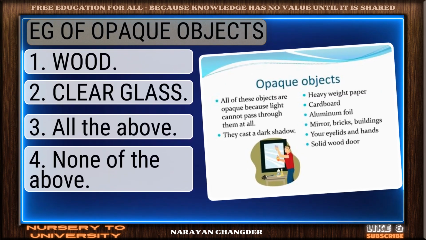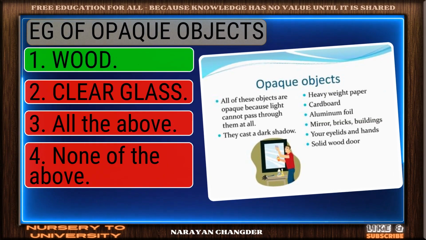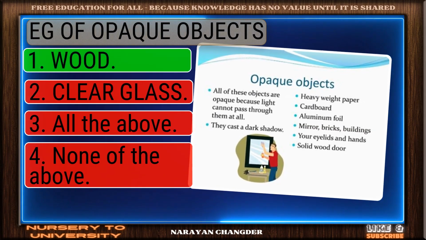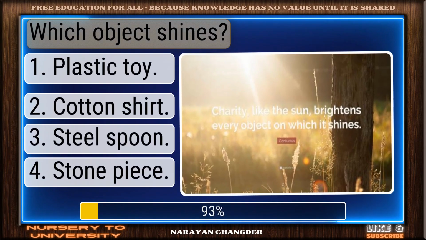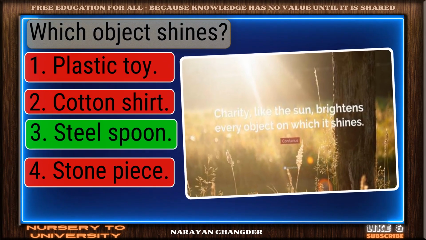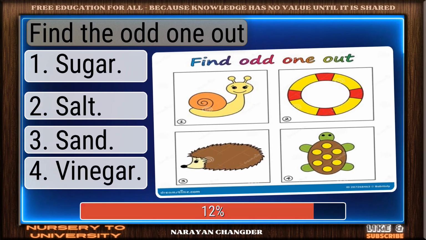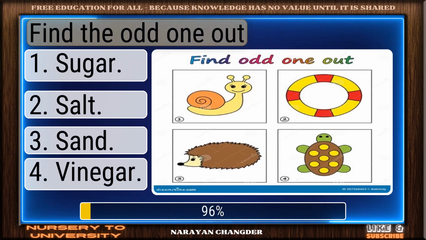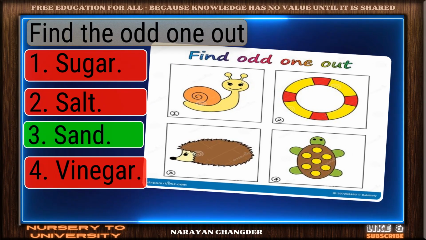Egg of opaque objects. Correct. Wood is the right answer. Which object shines? Valid point. Steel spoon is true. Find the odd one out. Sharp thinking. Sand is the right choice.